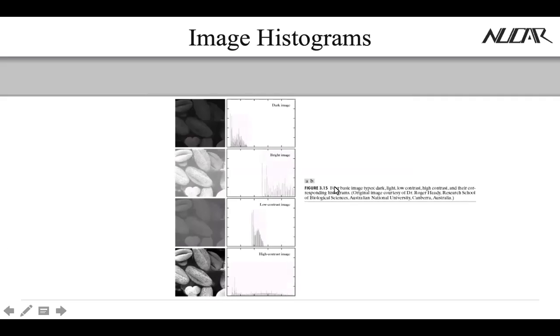Another concept which is important is image histograms. That shows how the intensity of the image is varying. For example, here we see that the histogram has a very high intensity on the left hand side, so that's a dark image. The second image is a bright image, so that means the histogram is more on the right hand side. And then we have the low contrast and high contrast images. So the histograms can be used to look at how the contrast of the image is varying.